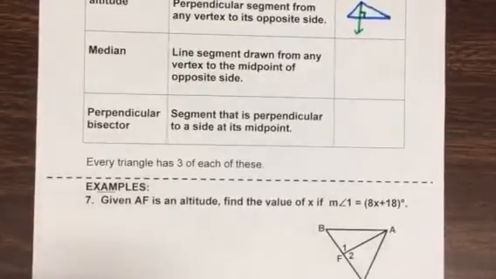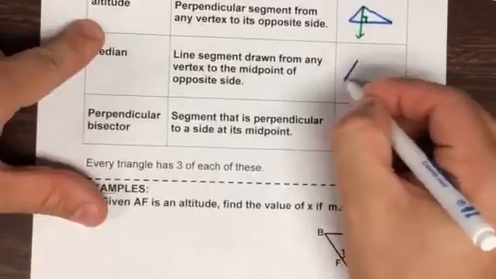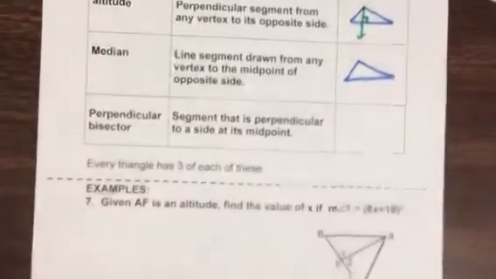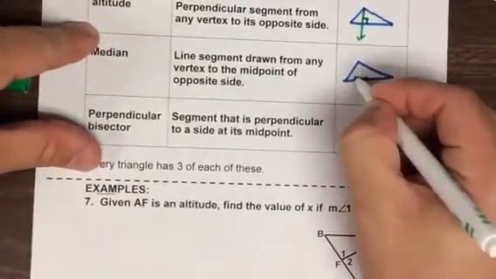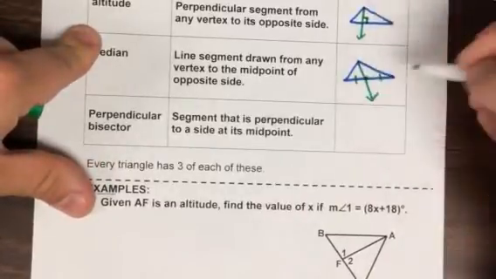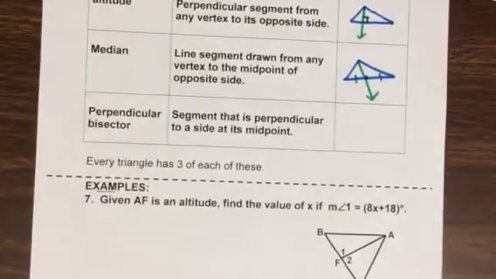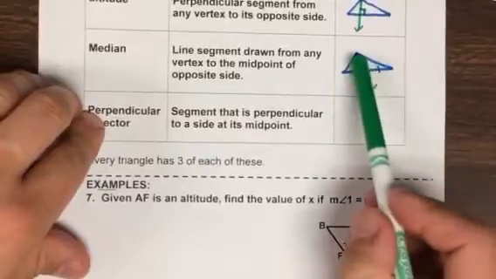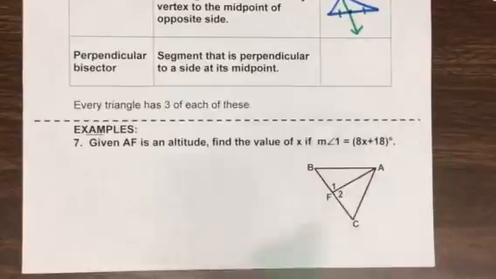So looking at the next one, median. A median is a line drawn from the vertex to the midpoint of the opposite side. So the important thing here is we find the midpoint of the opposite side. We're going to say that these two pieces are congruent, and we're going to draw a line straight through the middle. And that would be a median because it's from the vertex to the midpoint. And again, I could do that on all 3 sides from all 3 vertices.